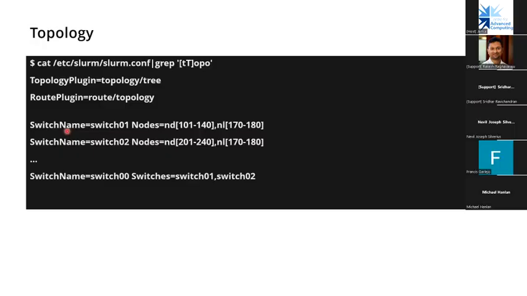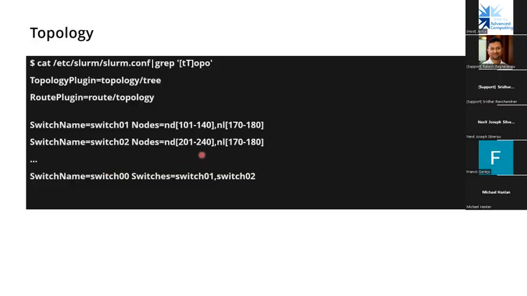And what it essentially contains is we have a rack of servers, or a rack of compute nodes, connected to a particular switch. So all these compute nodes are essentially connected to switch 0, 1. And I have one more rack, which is connected to switch 0, 2. And these both switches are connected in the tree structure to switch 0, 0.